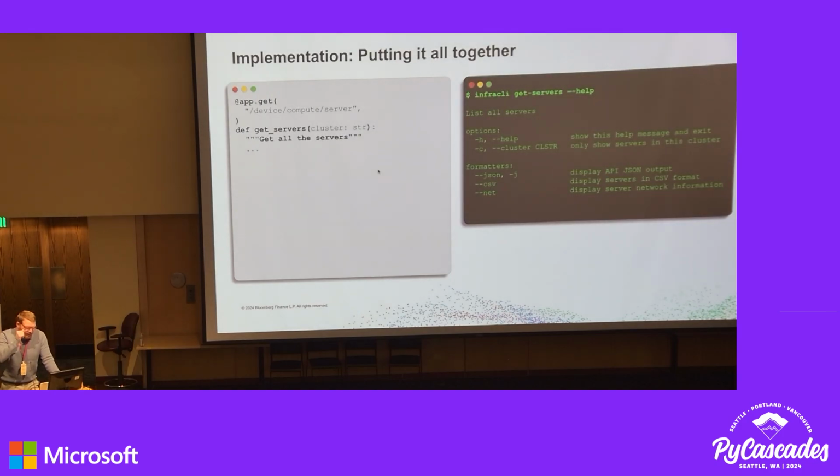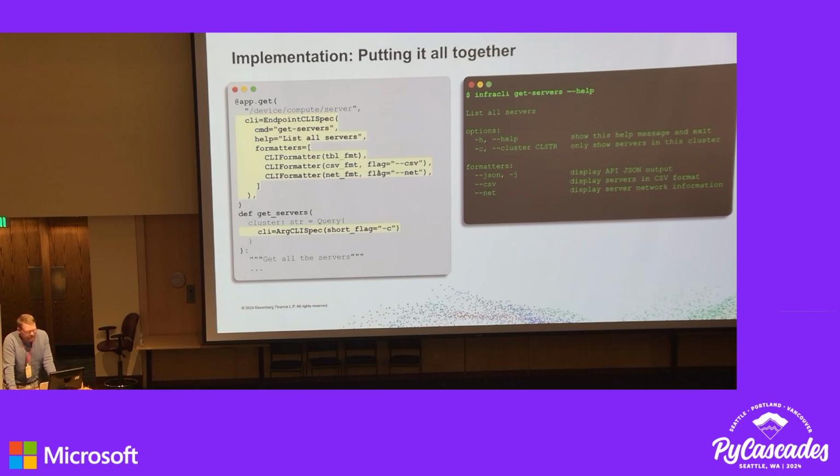So now that we have all the pieces to implement a CLI command for an API endpoint, let's put it all together. Here on the left, we have our endpoint from earlier that's used to get a list of servers. On the right, we have the CLI command that we want to be generated for this endpoint. To implement the CLI command, all you have to add is this. Just add a small amount of information about defining the CLI command, and FastAPI, OpenAPI, and our dynamic CLI take care of the rest.